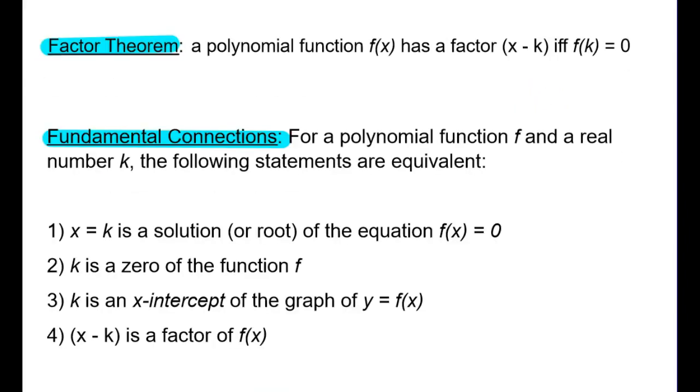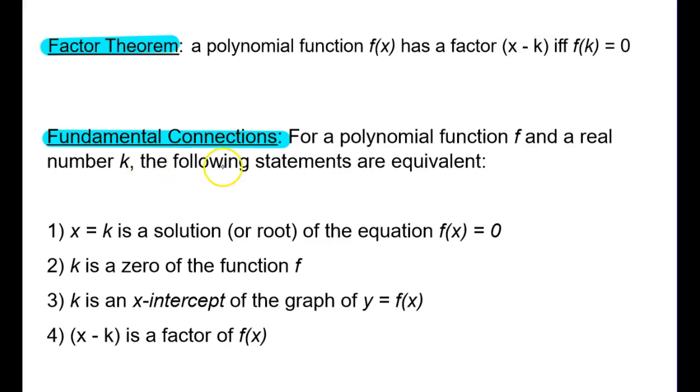We also have the factor theorem, which says a polynomial function f of x has a factor of x minus k if and only if f of k is equal to 0. This comes from our remainder theorem we talked about earlier. Now we're just specifically applying it to if we get a remainder of 0. If our remainder is 0, then that implies that x minus k must be a factor.